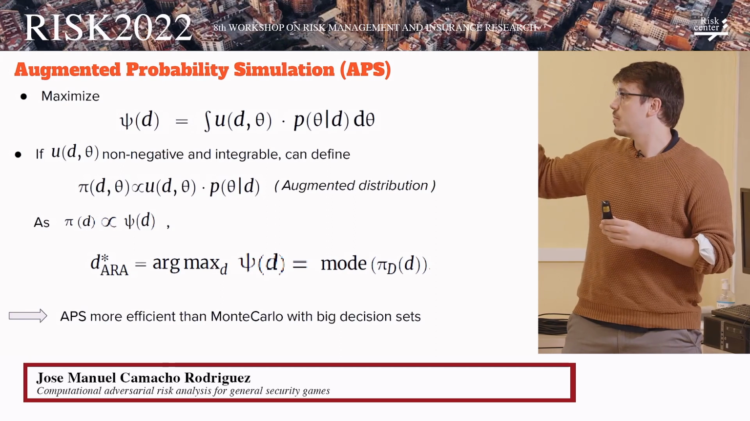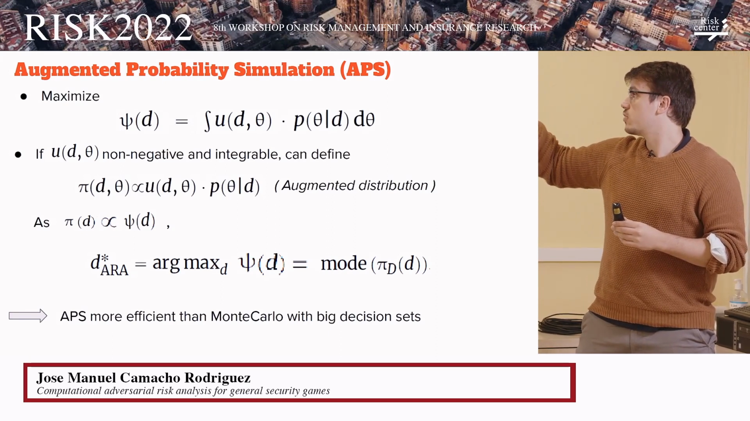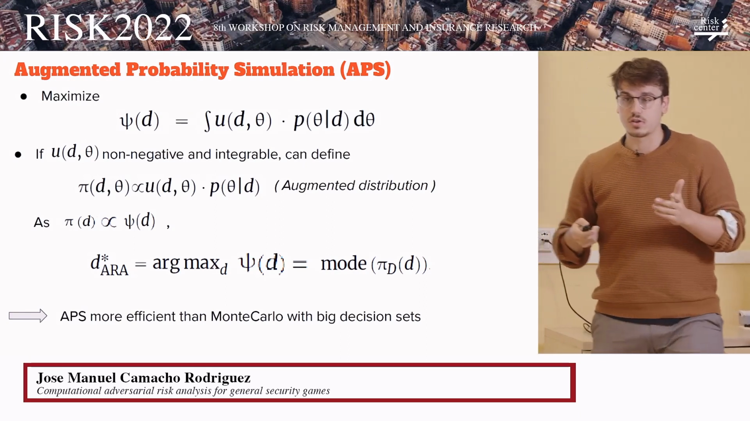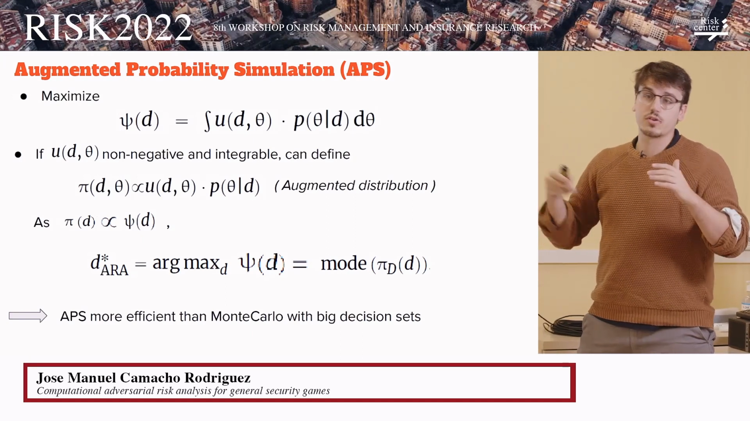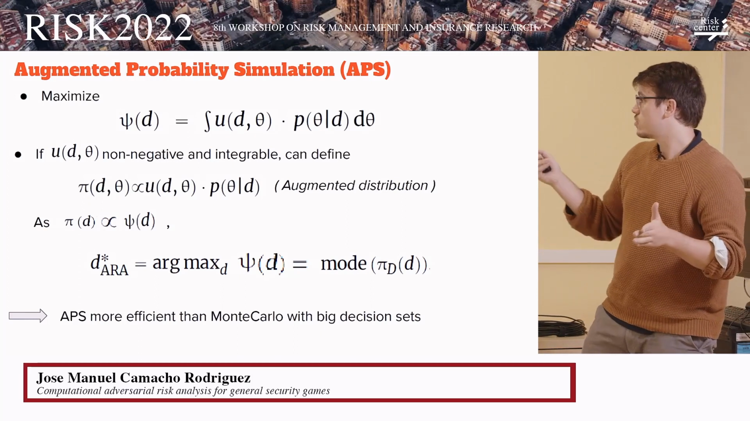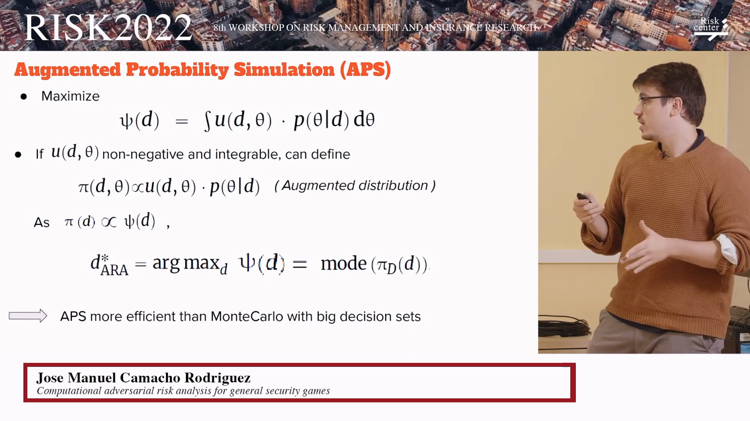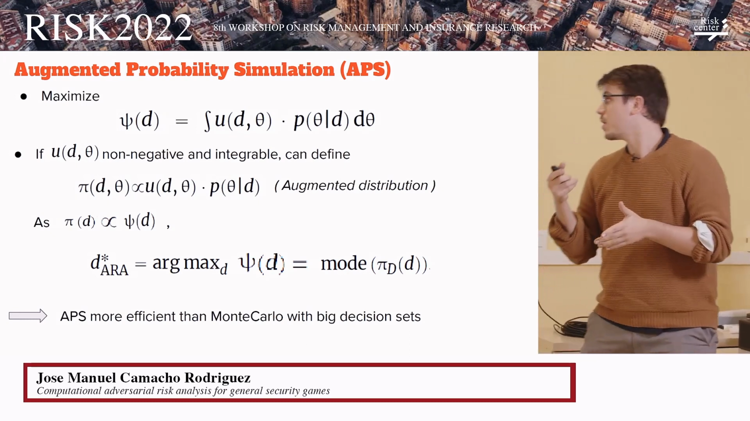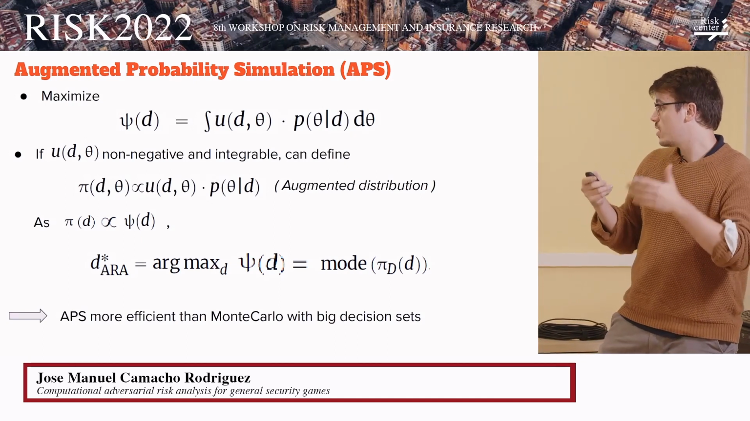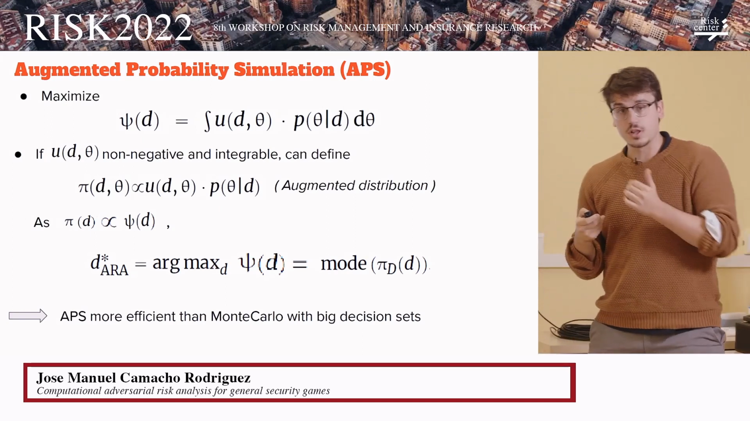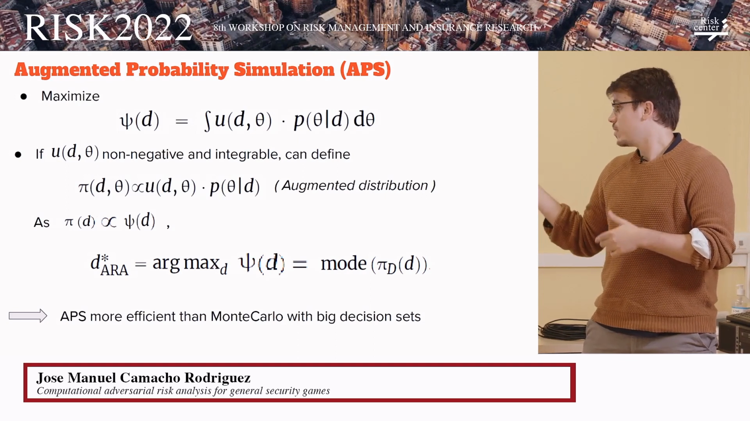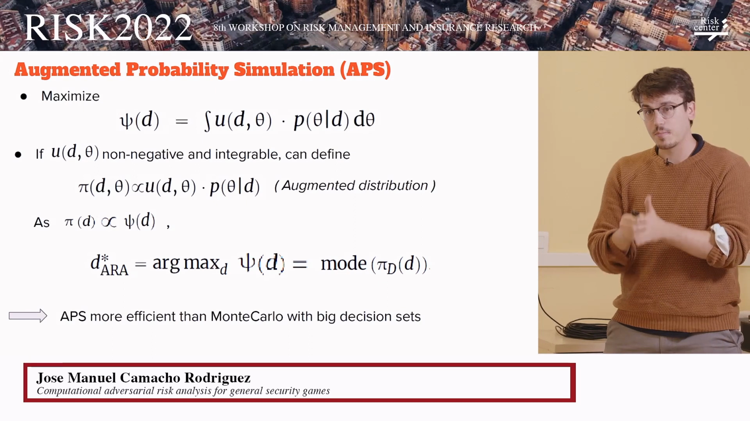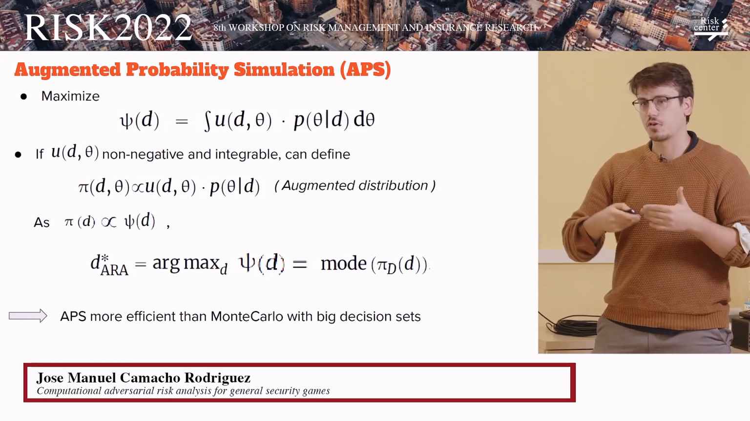It says that if you have to maximize the decision maker's expected utility, and the utility of the decision given the outcome that is stochastic is non-negative and integrable, then you can define an augmented distribution that is proportional to the utility. As the marginal of this augmented distribution is proportional to the expected utility, the decision that maximizes the expected utility is equal to the mode of the augmented distribution. And this is very important. Using this method, we have a much more efficient method than just using Monte Carlo when you are dealing with big decision sets.